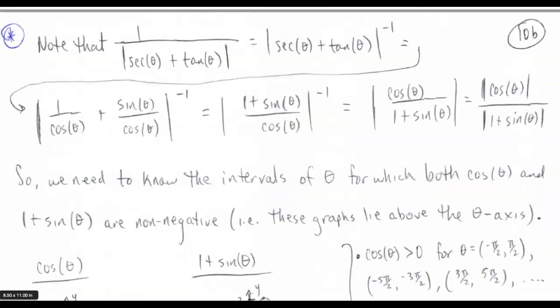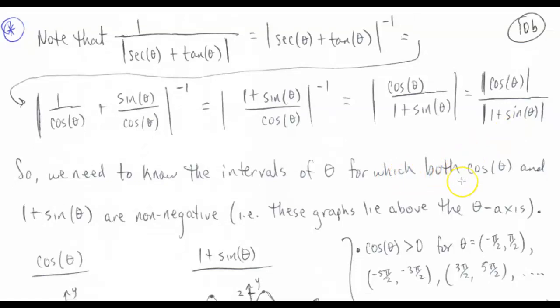All right, so one way in which we can determine that that interval is what it was is if we note that 1 divided by the absolute value of secant plus tangent is actually an identity for something else. And so I just go through the process here of rewriting this so that we eventually get the absolute value of cosine theta over the absolute value of 1 plus sine theta, okay?